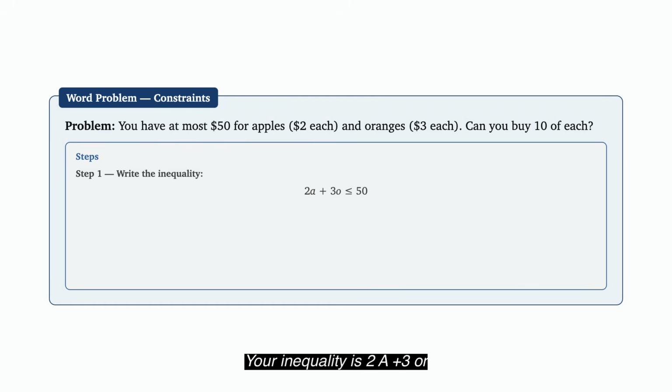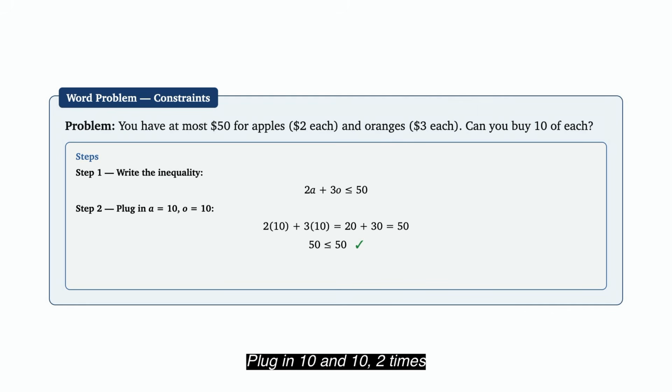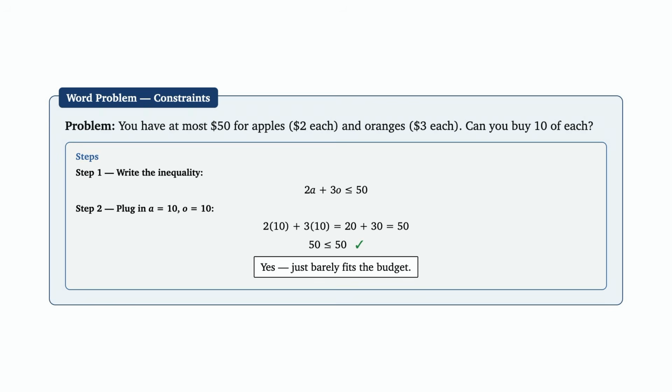Your inequality is 2a plus 3o less than or equal to 50. Plug in 10 and 10. 2 times 10 plus 3 times 10 equals 20 plus 30 equals 50. That satisfies less than or equal to 50, so yes, just barely.